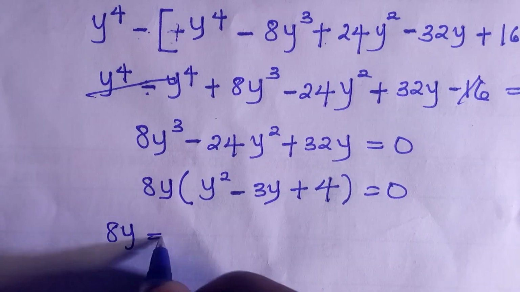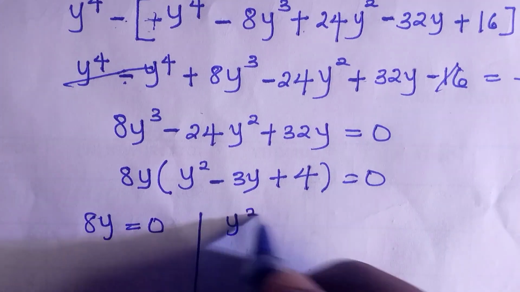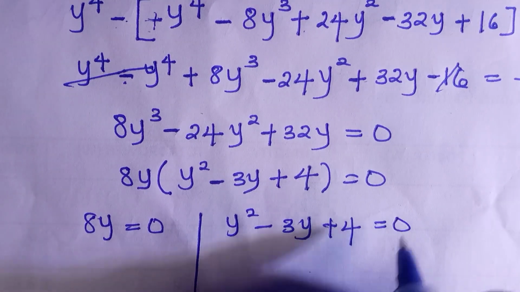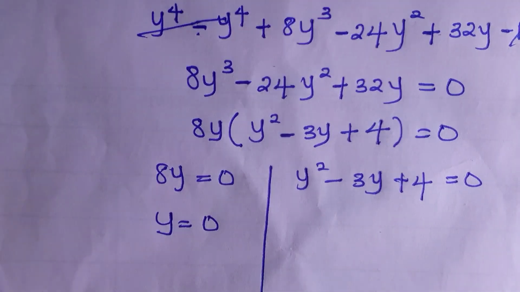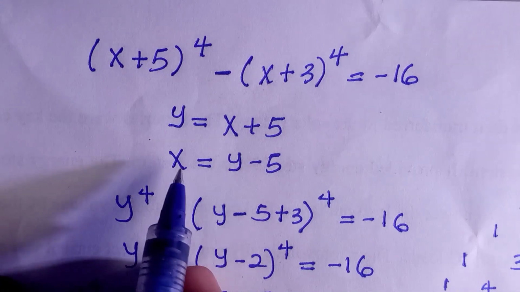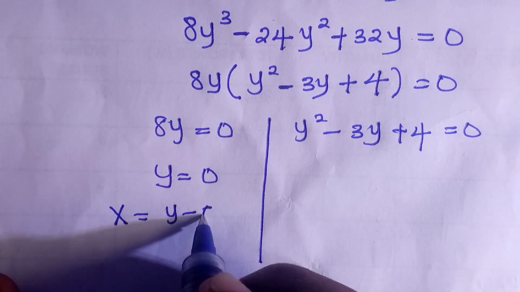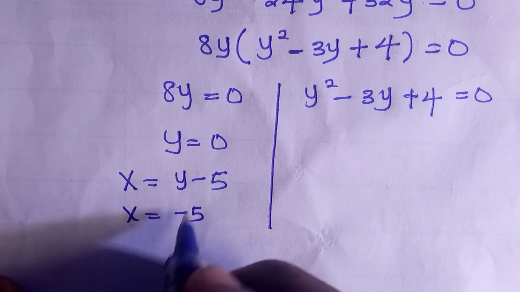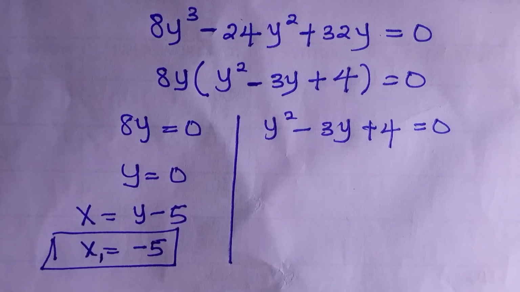So from this factored expression, we are going to have 8y equals to 0, or y raised to power 2 minus 3y plus 4, everything equals to 0. So y equals to 0 here, but I've left something above as x equals to y minus 5. So we are going to replace it since we are looking for x, not y. Then we have y minus 5 and x equals to minus 5. Here is the first root of the equation above.